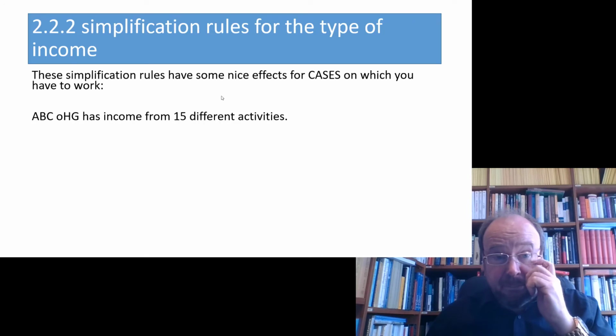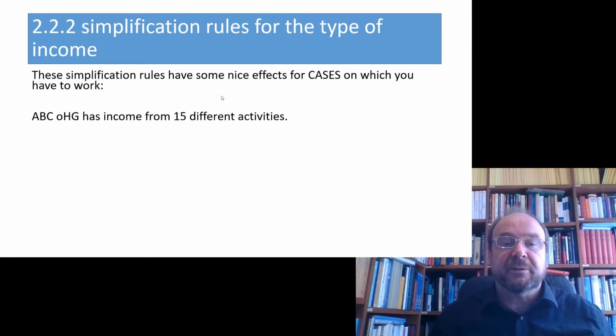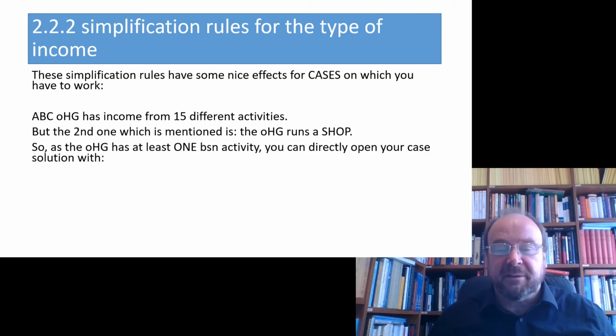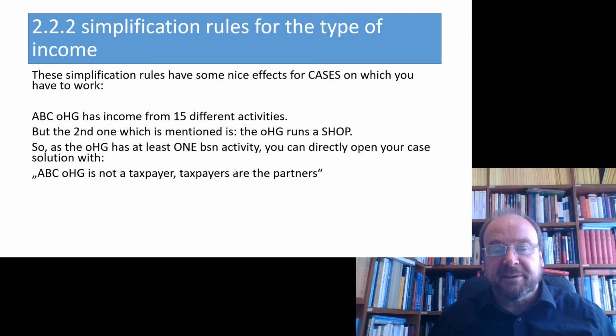But the most important conclusion is for dealing with cases in exams or during preparation. Because if you have an OHG or another partnership with several activities and only one is mentioned, let's say the second one is OHG runs a shop, then you can directly stop thinking about the types of income. Everything this OHG does is income from business. So you can directly write down ABC. OHG is not a taxpayer, but the taxpayers are the partners here, ABC.